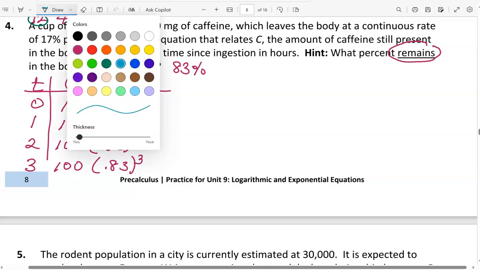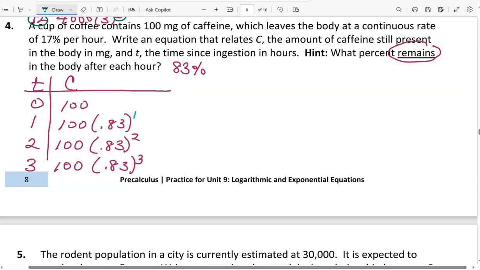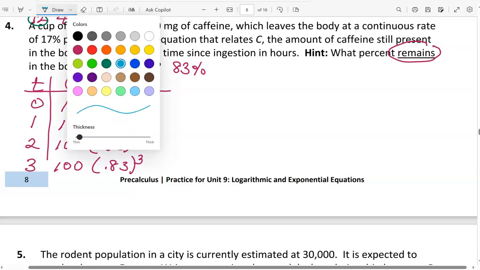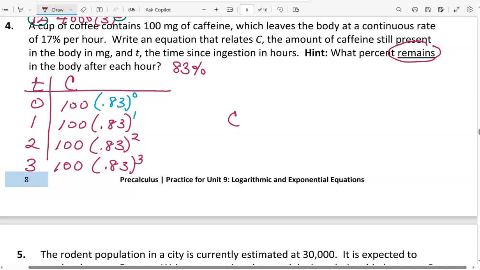I'm going to go back and put some implied exponents in there. 0.83 to the 1 in our second row, and in the initial row, 0.83 raised to the 0 power. So it appears that the amount of caffeine is equal to 100 times 0.83 raised to the T power.